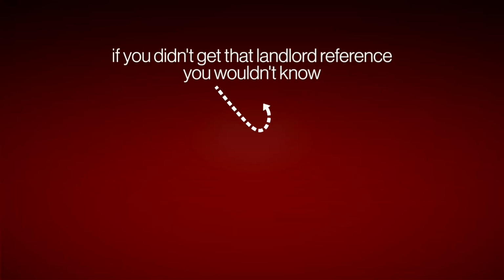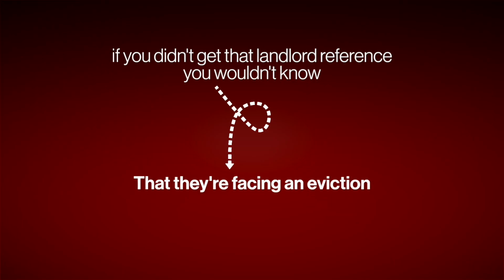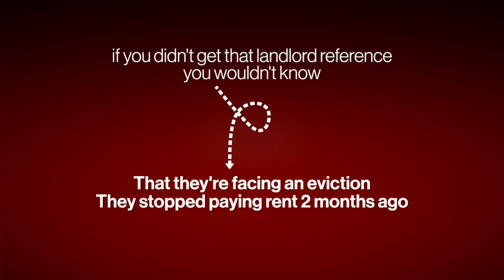The rest of the picture isn't going to tell you that. They make the income, they've got good credit, they haven't been evicted yet, credit's fine for now. The eviction's not showing on the credit report, but if you didn't get that landlord reference, you wouldn't know that they're facing an eviction and they stopped paying rent 2 months ago. That's a very important piece of the puzzle, because the last thing you want to do is place that person in your property who's obviously not going to be paying rent.